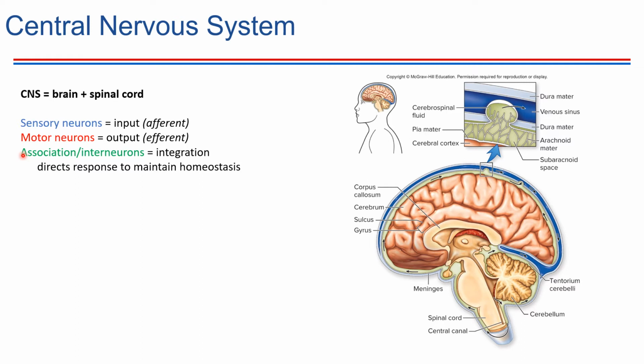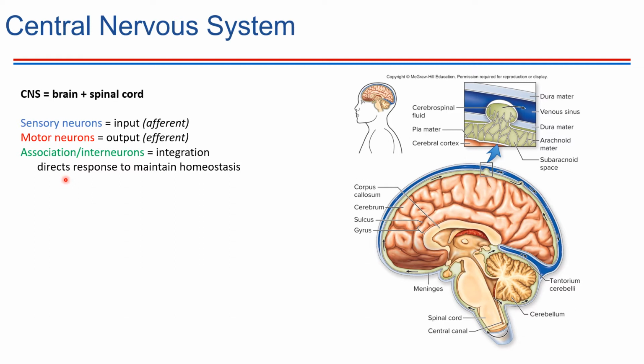And then we've got that third type of neuron, association neurons or interneurons. This is going to be our integration part of the system. This is what most of that entire central nervous system is going to be made up of, those neurons that are in between the sensory and the motor, the final motor output neurons.